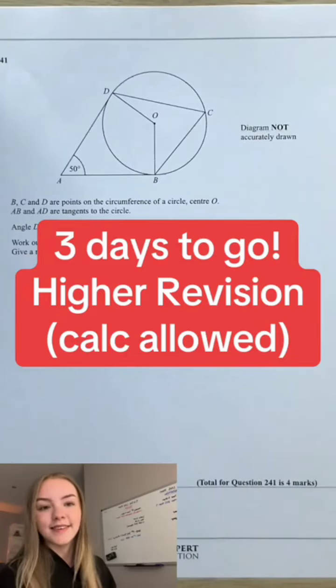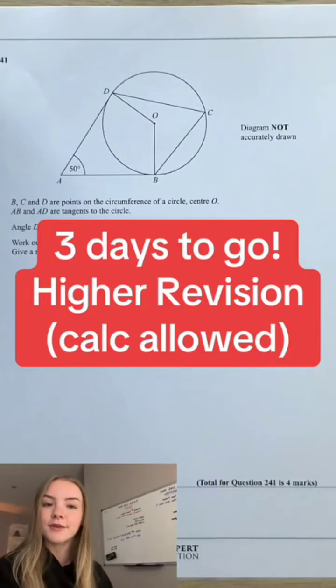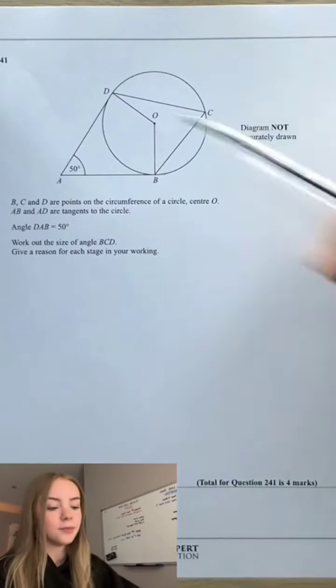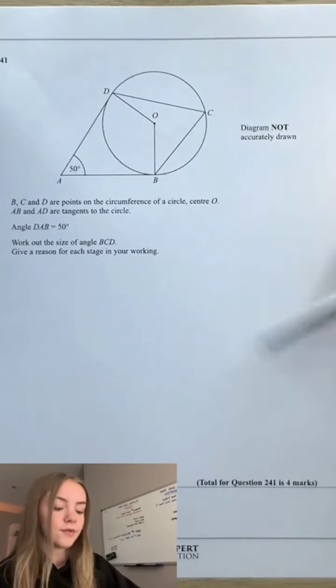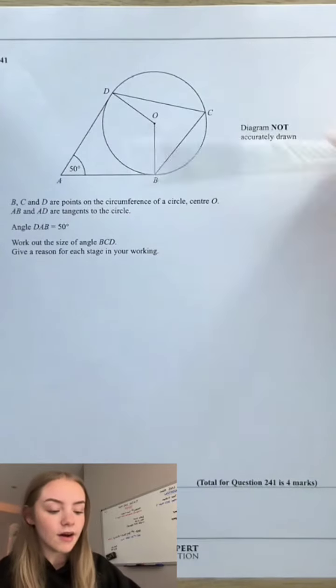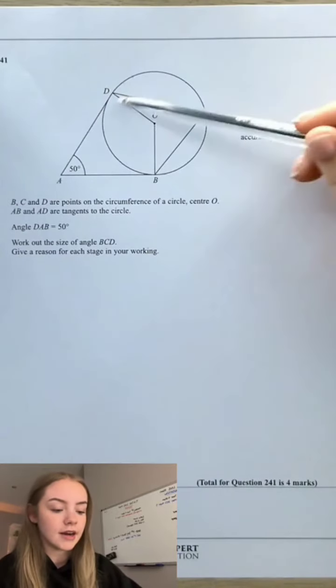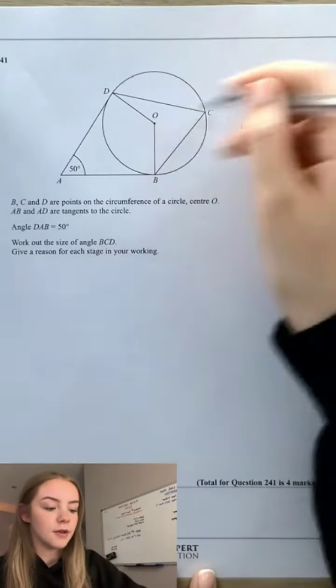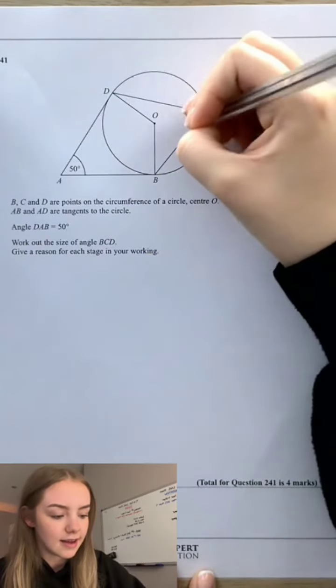3 days until GCSE Maths Paper 3. So if you want to pause the video, have a go at this question and then we'll have a look at it together. So B, C and D are points on the circumference of a circle with centre O. AB and AD are tangents to the circle and angle DAB is 58 degrees. We want to work out the size of angle BCD, which is this angle here.